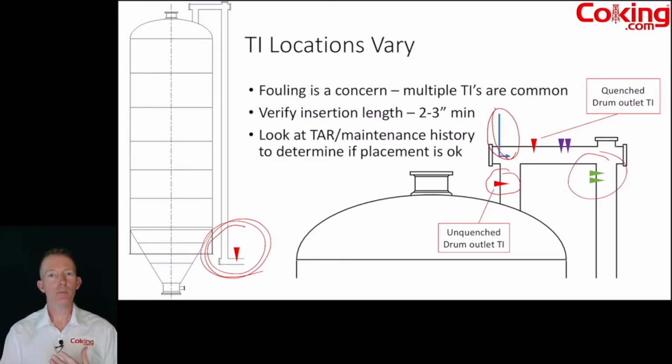Because it's really important when you're benchmarking yourself and you're comparing yourself across the industry. If I say my delta T for my drum vapor quenching is 30 degrees and yours says yours is 15, that could be an indication of where these thermal wells are placed. So there needs to be a bit of a sensitivity there. Just be aware that they're not all in precisely the same location.